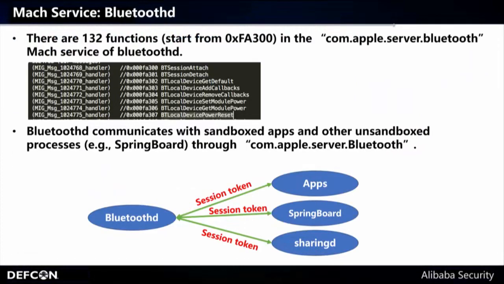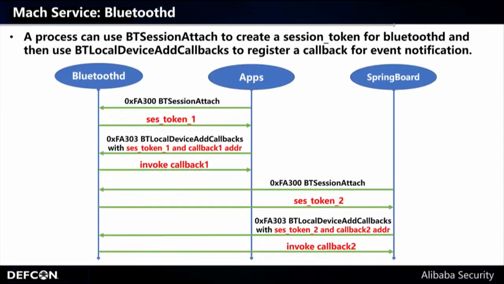So here is the third bug. This bug exists in the Bluetoothd Mach service. There are 132 functions in the com.apple.server.bluetooth Mach service. Bluetoothd communicates with other sandboxed apps and unsandboxed processes, for example, SpringBoard, through com.apple.server.bluetooth. A process can use BTSessionAttach to create a session token for Bluetoothd and then use BTLocalDeviceAddCallbacks to register a callback for event notification.